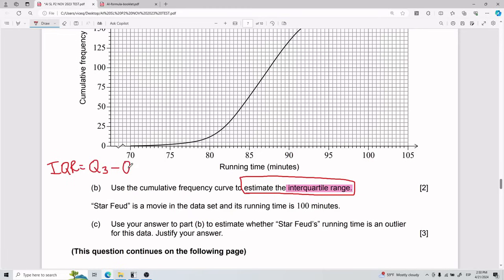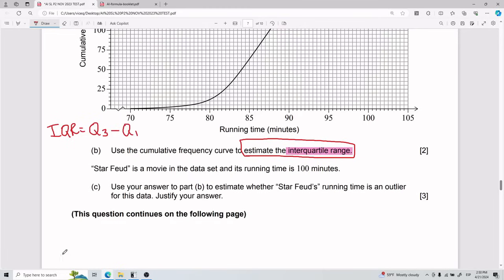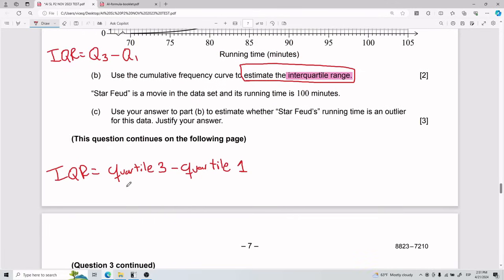So, Q3 makes reference to quart, all right? So you can think about it as quartile 3 minus quartile 1. All right. Now, this has to do also with percentiles. All right, so I'm going to talk a little bit about this.